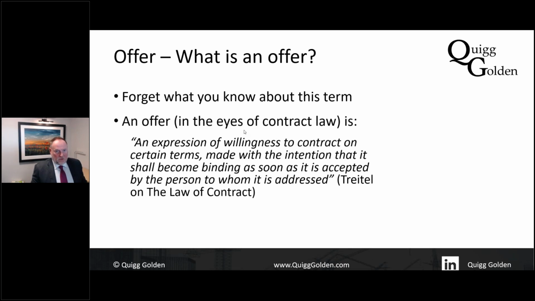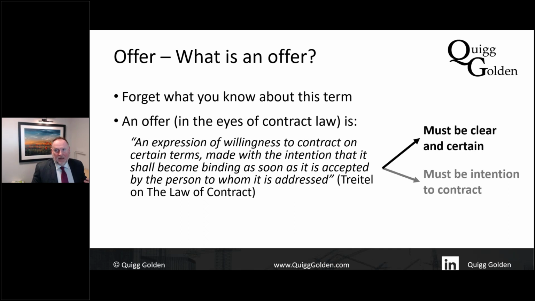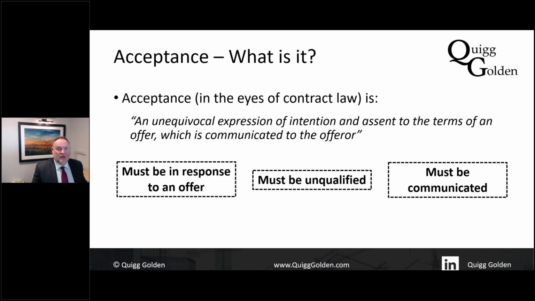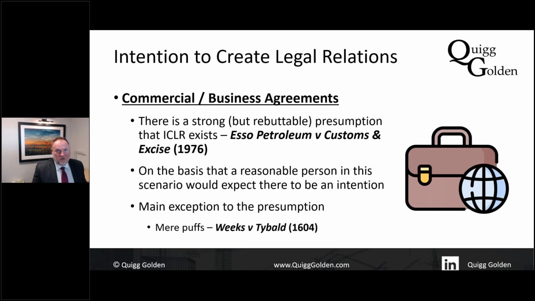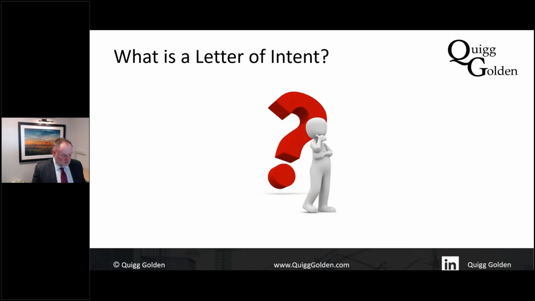I think you guys are going to be able to get these slides afterwards, so you can look at them at your leisure. But the offer is an expression of willingness to contract on certain terms, made with the intention that it will become binding as soon as it is accepted. So it's a formal offer, and an acceptance of that is an unequivocal expression of assent to all the terms of the offer, which is communicated to the offerer. And we don't need to worry again about consideration or an intention to create legal relations. So that's what a contract is.